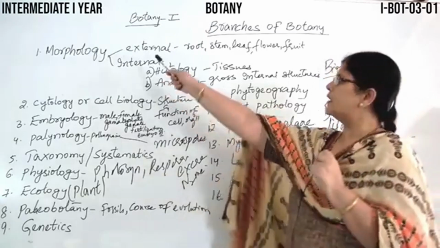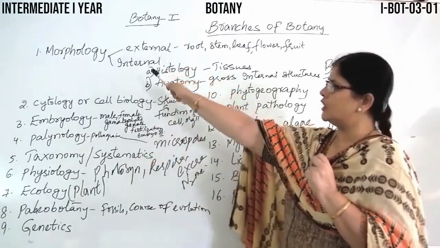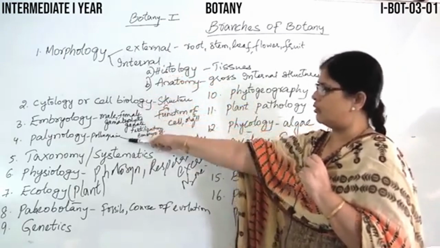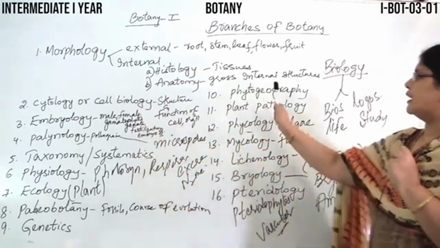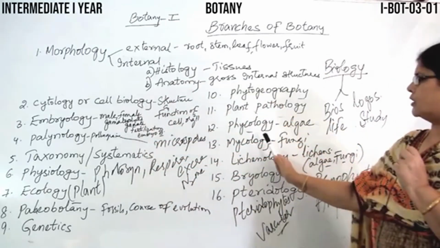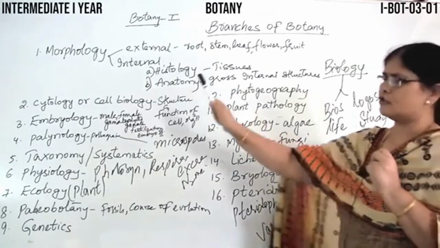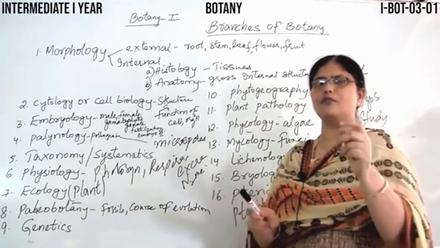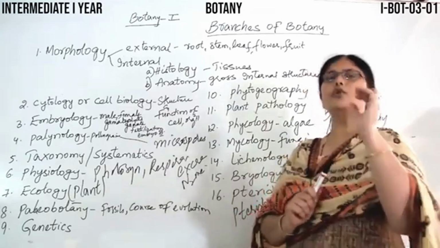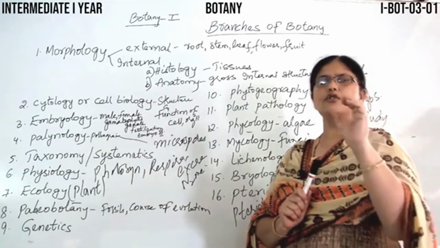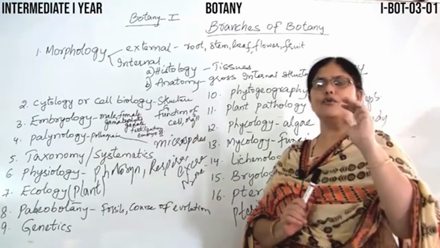So, we have started the different branches of botany right from, once again we will revise: morphology, cytology, embryology, palynology, taxonomy, physiology, ecology, paleobotany, genetics, phytogeography, plant pathology, phycology, mycology, lichenology, bryology, pteridology. All these branches of botany, you will get any one or two of them as 2 marks questions in your intermediate public examination. They will ask you the definition of the branches of botany. So you should be able to understand and write the definition in a proper manner to fetch 2 marks.